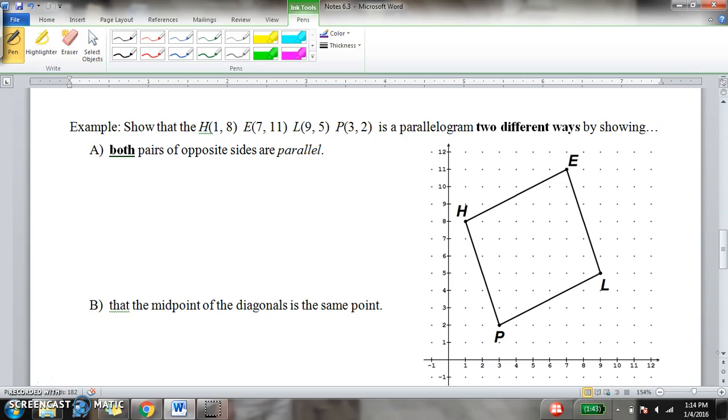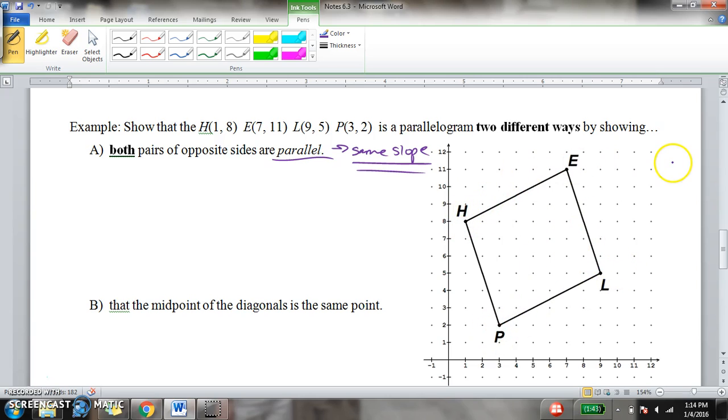Another example, show that the shape right here, HELP, is a parallelogram in two different ways. First way, show that both pairs of opposite sides are parallel. In order to show that two lines are parallel on a graph, we need to show that they have the same slope. So we would need to compare HE and PL.